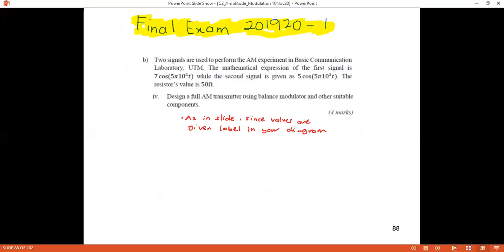1920 semester 1. Okay, if you remember, we have already solved the B123, to calculate the power, etc. And now is the design part where you need to sketch the block diagram. So it says design a full AM transmitter using balance modulator and other suitable components. So again, very similar to the previous semester. So it's also in the slide, but in here, since the values of VCT and VMT are given, you need to label them in your diagram.